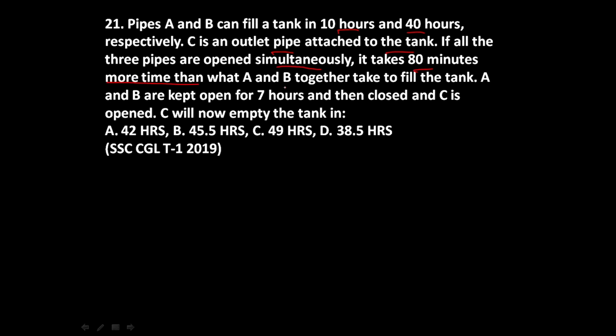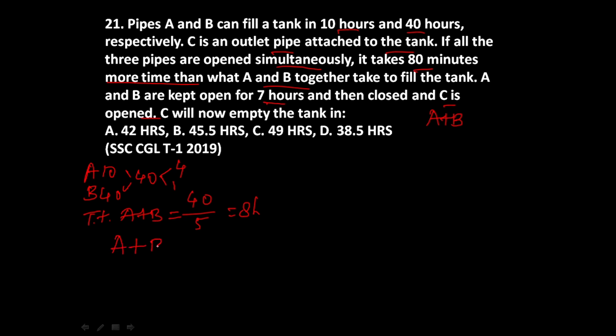Clear? Now it says that if all the pipes are open simultaneously, it takes 80 minutes more time. So 80 minutes more when A, B, C, all 3 are open. So A plus B plus C takes 8 hours plus 80 minutes, hours and minutes. So it's actually 9 hours 20 minutes. 20 minutes means 20 upon 60, which is 1 by 3. So it's 9 and 1 by 3 hours.